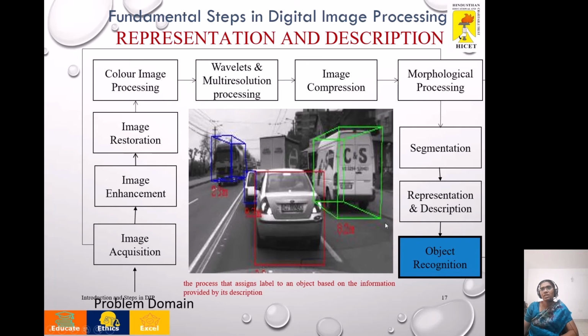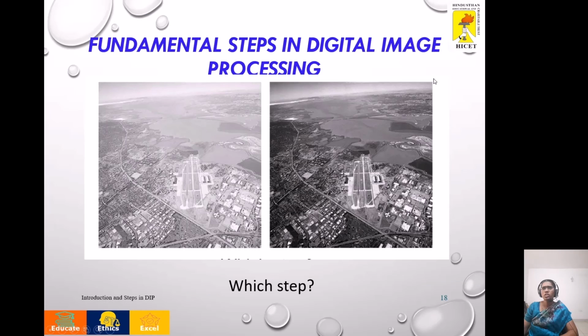Object recognition is performed well only after completion of various steps. Not all the steps are necessary, but some steps are essential. Acquisition, enhancement, restoration, segmentation, representation and object recognition are essential, whereas color image processing, wavelets and multi-resolution, image compression and morphological processing vary according to the application. So now we have seen various types of steps involved in digital image processing.